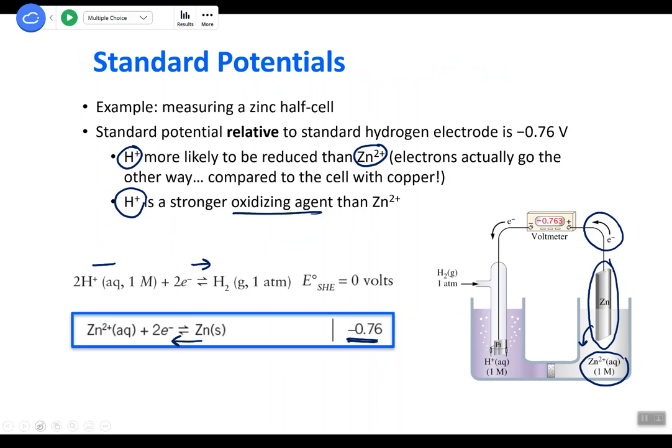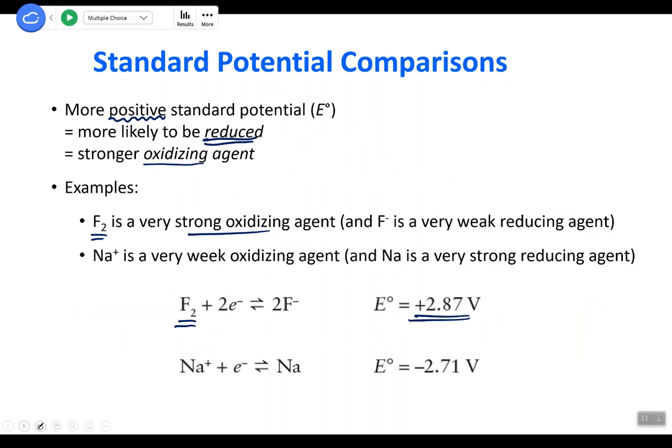In contrast, we could find a really negative number. Na plus is a very weak oxidizing agent. It's very unlikely to be reduced. It's a weak oxidizing agent, which means going this way from products to reactants, it would be a really strong reducing agent.